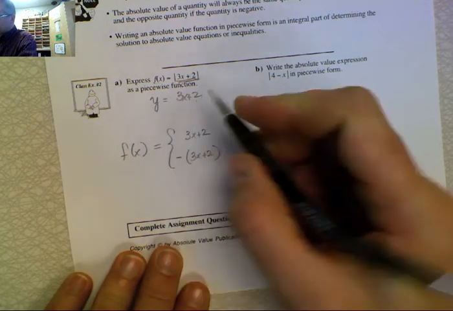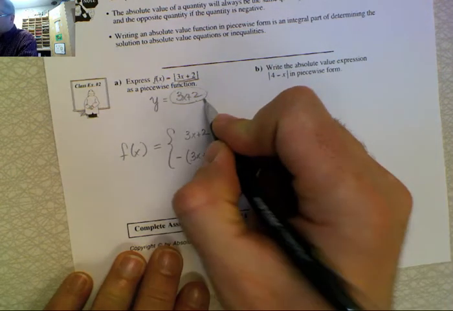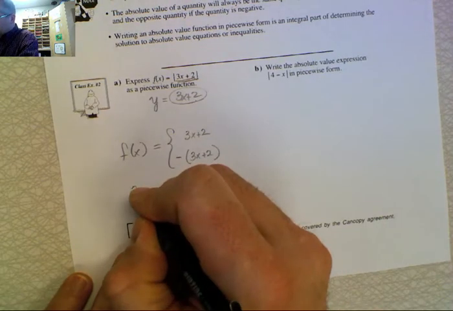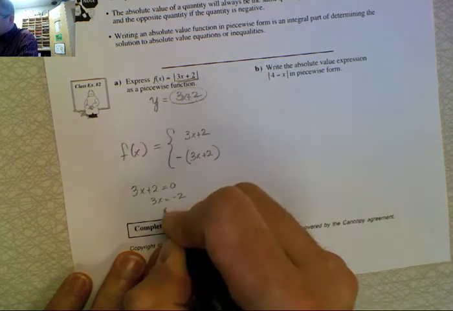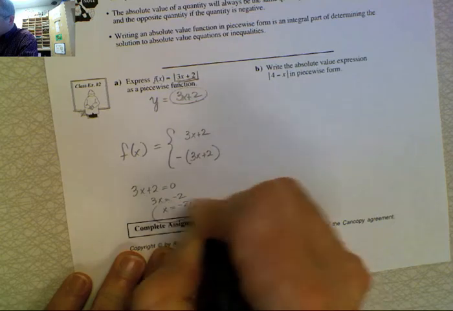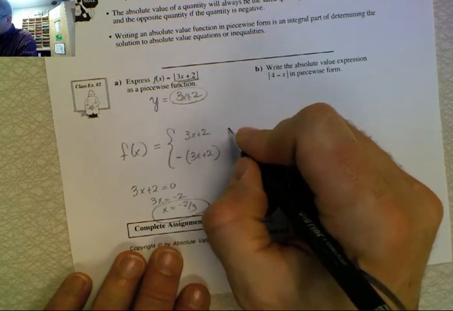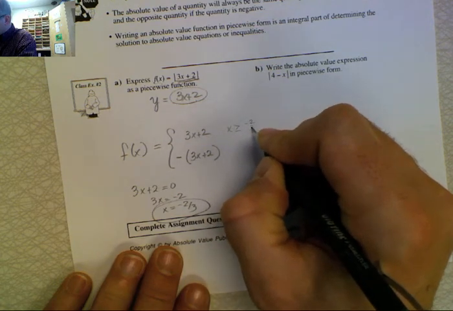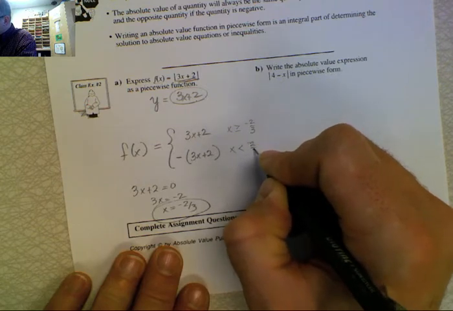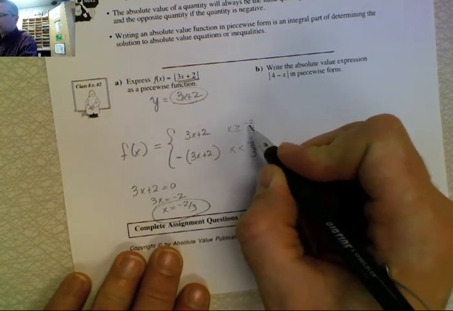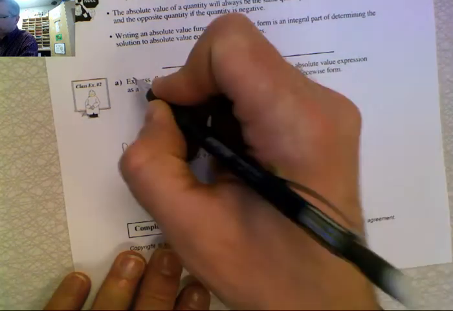Now what we have to do to determine when x is greater than something and when x is less than something is we have to solve for our x-intercept here. So we have to take 3x plus 2 and equate it to 0, and we need to solve for x. And when you solve for x, you're going to find out that the x-intercept is at negative 2/3. So our first function is greater than or equal to our x-intercept, and our second function is less than our x-intercept. That's going to give us our two pieces, the portion going to the right and up, and this is the portion going to the left and up.